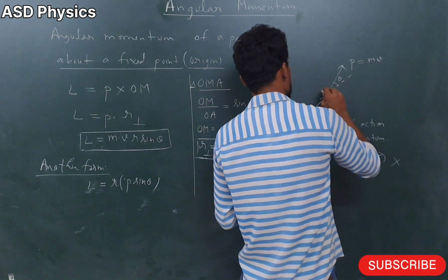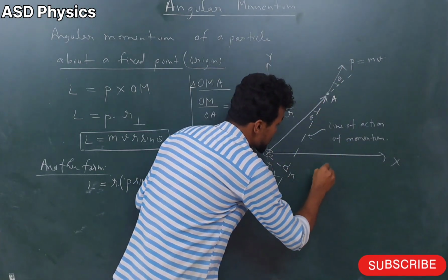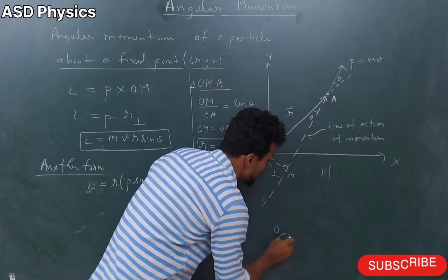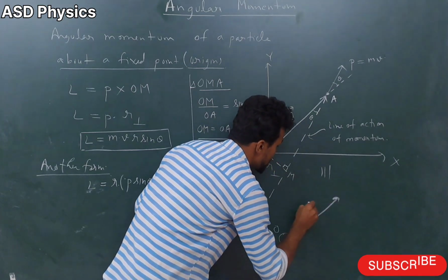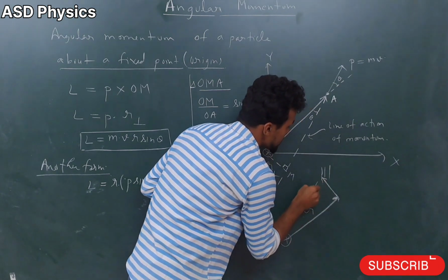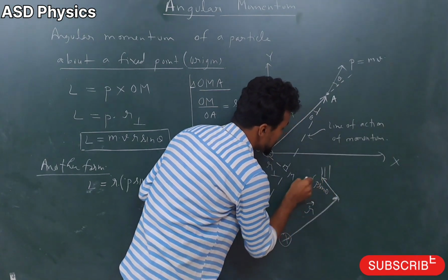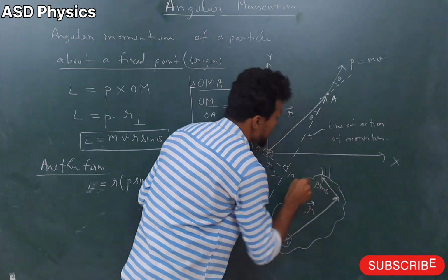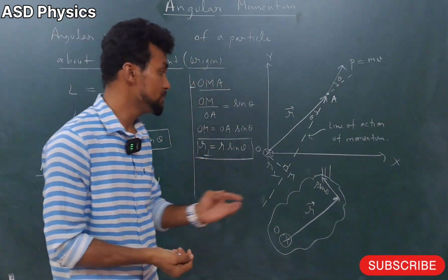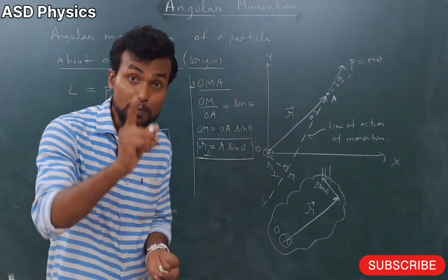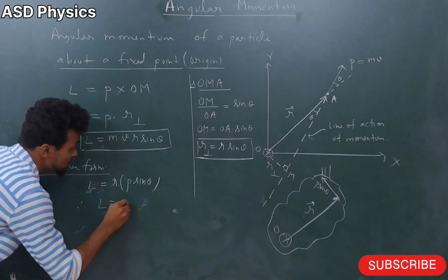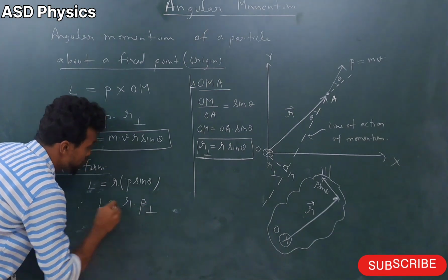If I write this p sine theta, I will draw an angular diagram also. See here please. This is the fixed point O, and this is r. The p sine theta will be here. I told you, this p cos theta this side, p sine theta this side. So here you can see very well, this p sine theta is again perpendicular to r. That means we can write angular momentum in one more way also, r into p perpendicular.